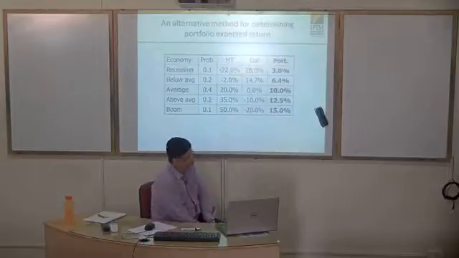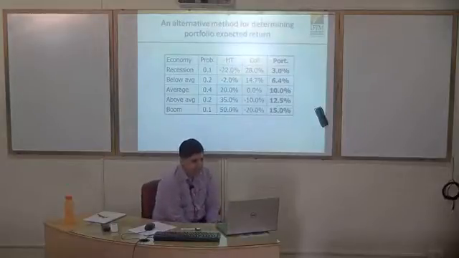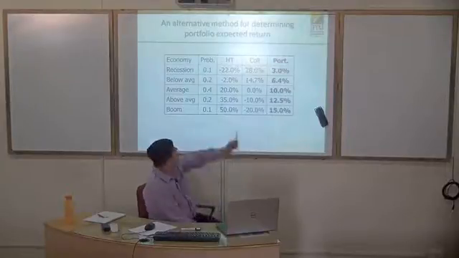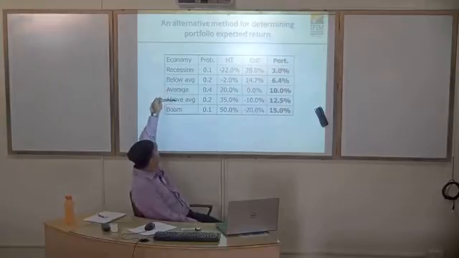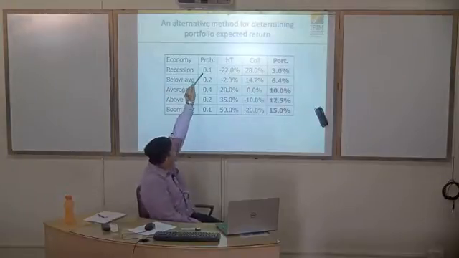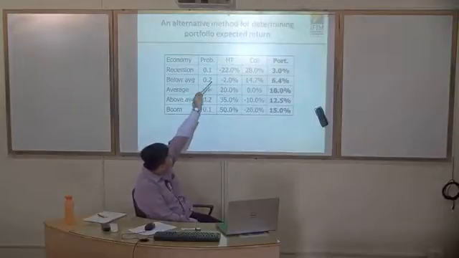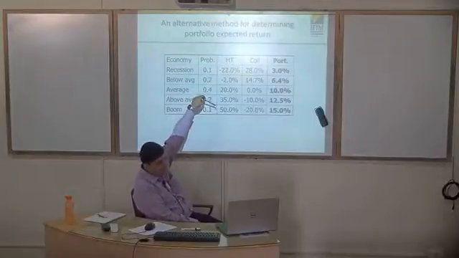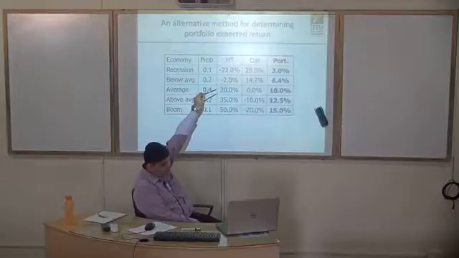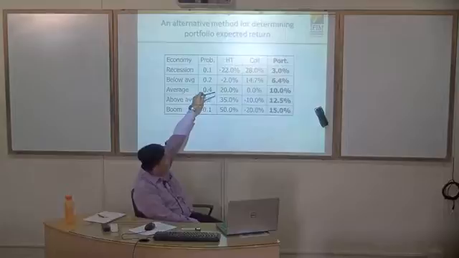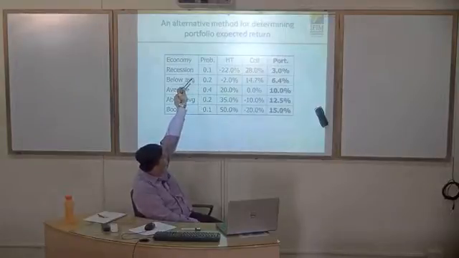So this is the example that is provided. Economy: recession, below average. These are the different cases of economy, stages of economy, and each is given a probability weighting. And HT and Collections are the kind of returns that they are getting, and the portfolio return that they are able to get. Okay.